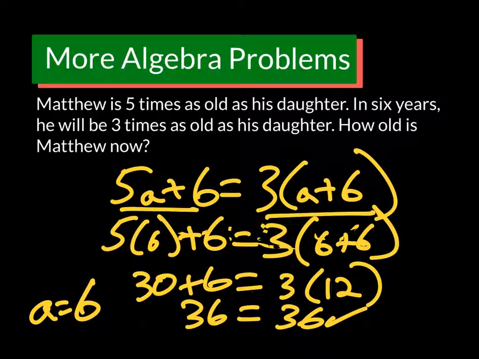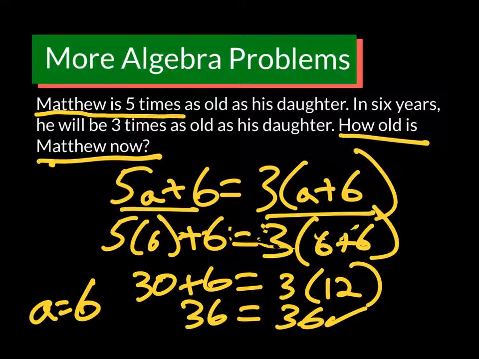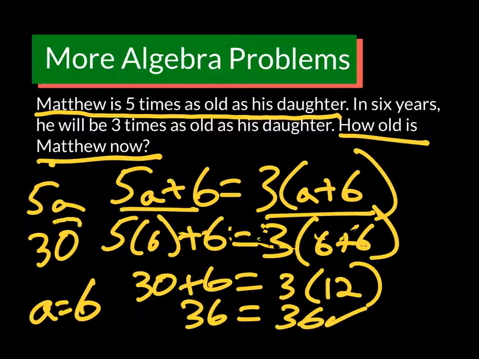So is that the answer? A equals 6? Well, of course not. Look back at the original question. What we need to find is how old is Matthew now? He's not 6. A is the daughter's age. We're asked to find Matthew's age, which is 5 times as old as his daughter. So Matthew's age is 5A. 5 times 6 is 30. Right now, Matthew is 30 years of age.